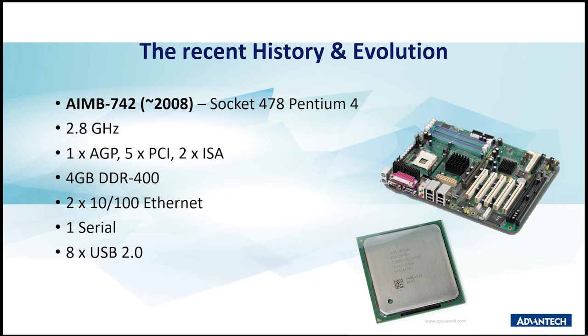Now, what did it have? It all ran on an old style socket 478 Pentium 4, single core processor running at 2.8 gig, had an AGP slot there for your graphics cards if your application needed them, 5 PCI, 2 ISA, ran first generation DDR memory, only had 4 gig capacity, 2 Ethernet ports, serial, USB. And when we think about this today, the question that we start to ask ourselves is, well, what's the big deal about it?